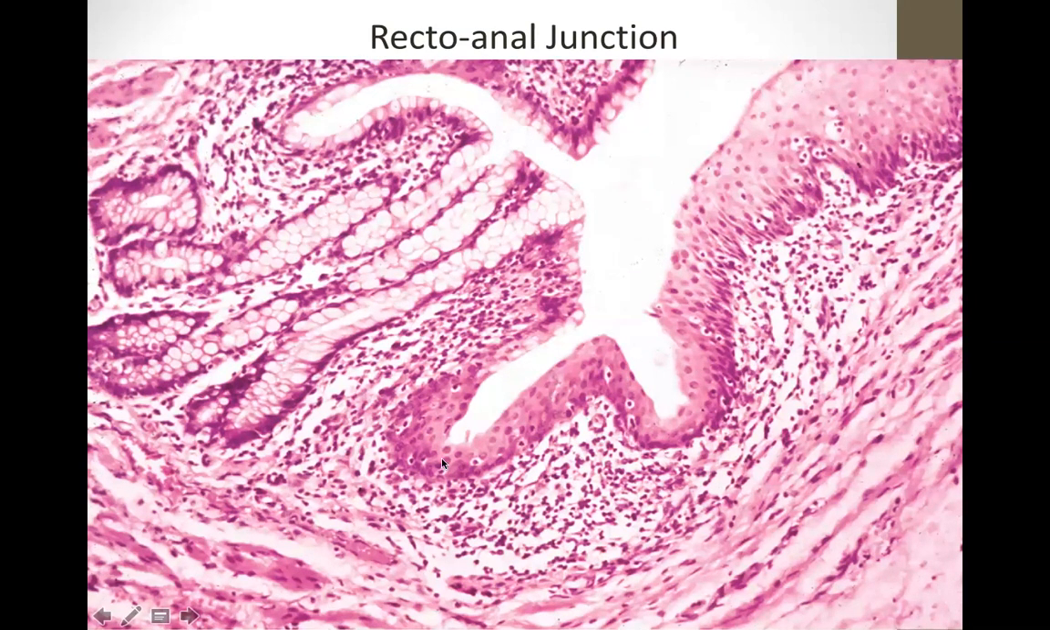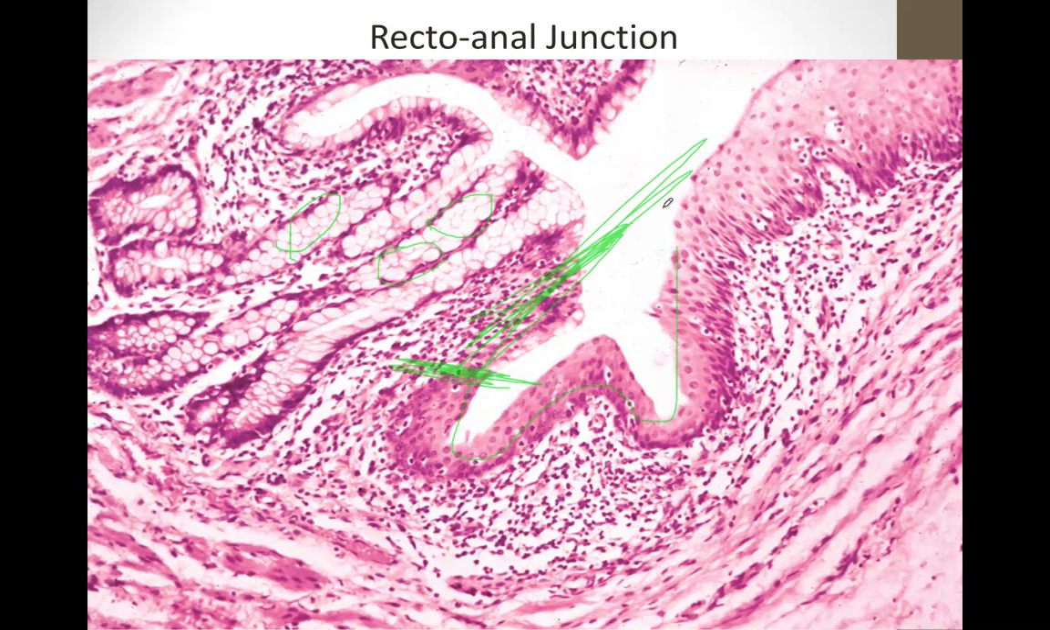Pero, this is, lagyan natin ng green. This is the junction. Alright? Ito yung junction niya. Why? Because this is still the rectum because of the presence of goblet cells. Yan mga yan. Plenty of goblet cells. And you have the stratified squamous. So this is the rectoanal junction.